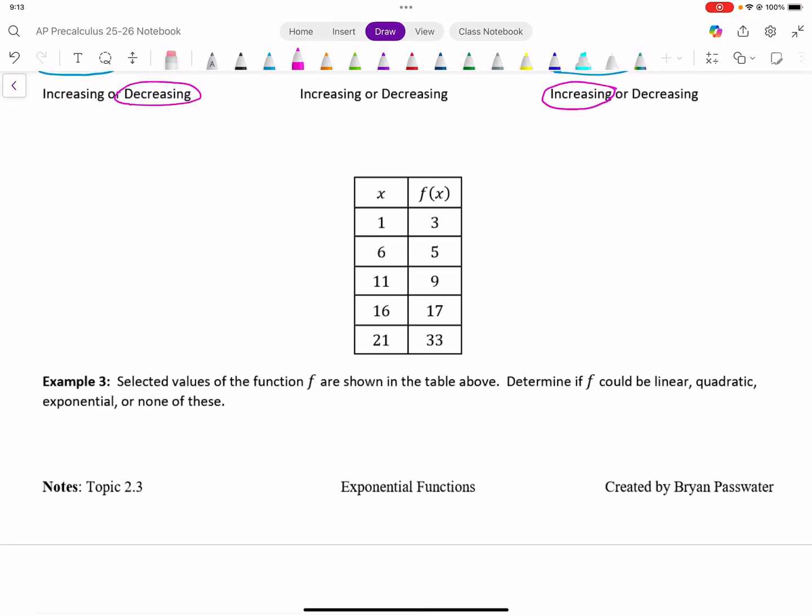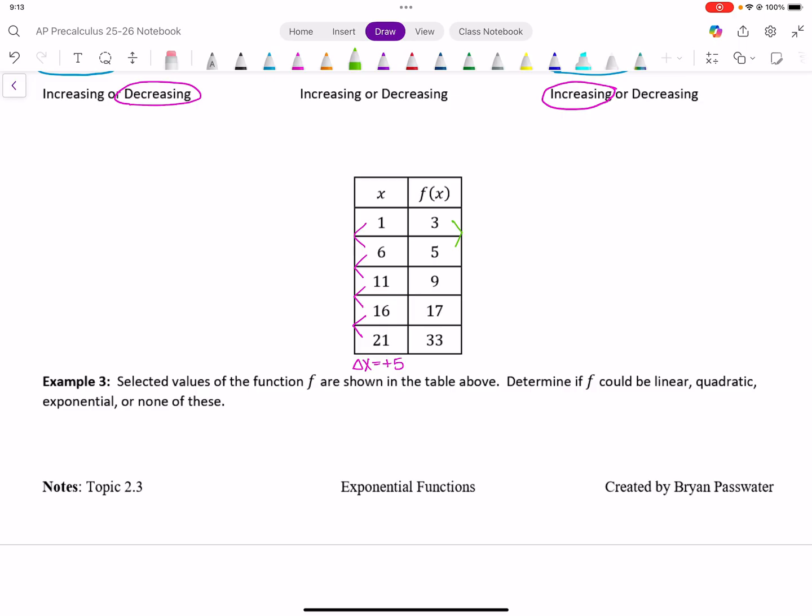So our last example, selected values of function f are shown in the table above. Determine if f is linear, quadratic, exponential, or none of them. So remember, when we're looking at a table, first thing we want to do is make sure we have consistent input value intervals, or equal length input value intervals. And we can see that each of our intervals has a difference of 5. So since our change in x's are consistent, we can just look at our change in y values.